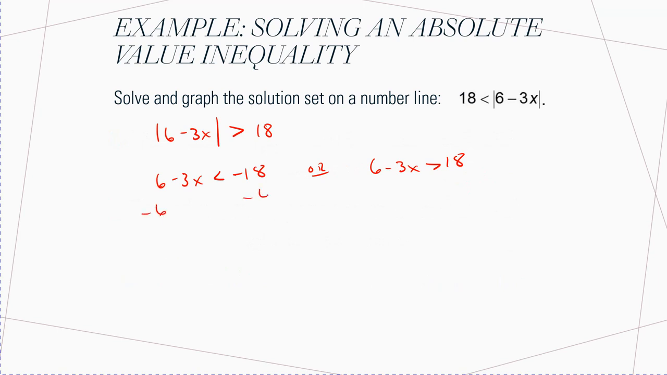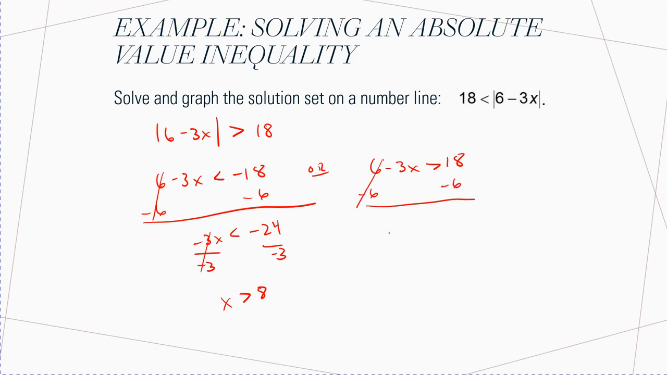So let's subtract 6. So these are gone, so I get minus 3x is less than, in this case, minus 24. Now be careful here. I'm going to divide by negative 3. What happens when you divide by a negative? It flips. So x, negative divided by a negative, x has to be greater than 8. Or in this case, minus 3x is greater than 12. Divide by negative 3. So x is less than, because you flip when you divide by a negative, 12 divided by negative 3 is negative 4.